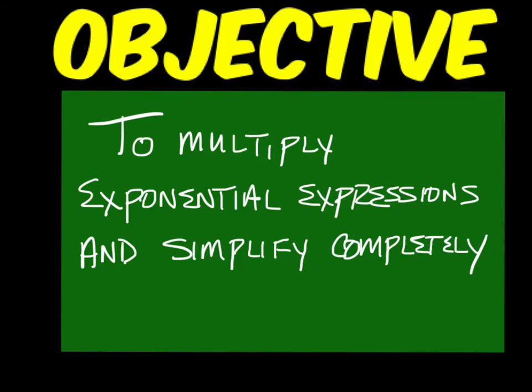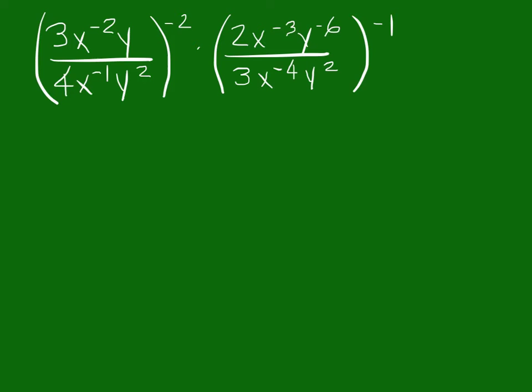To multiply exponential expressions and simplify completely. Here's example 1. Your expression on the left is where you start, and you're going to have all these items inside that you can simplify first instead of multiplying through by the exponent to start with. So 3 and 4 stay where they're at.